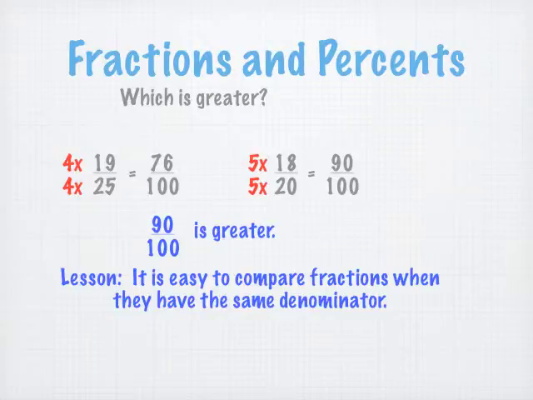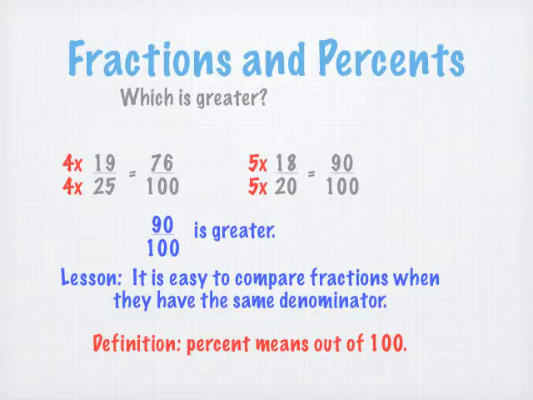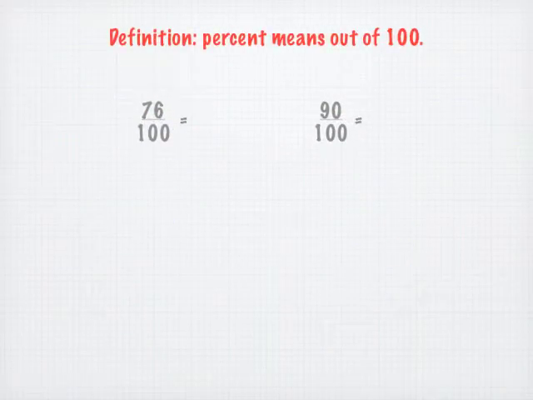So, lesson: it's easy to compare fractions when they have the same denominator. Well, percent, the definition of percent really means out of 100. So basically it's a fraction. Let me show you. Here we have 76/100 or 76%. 90 out of 100 is the same as 90%.